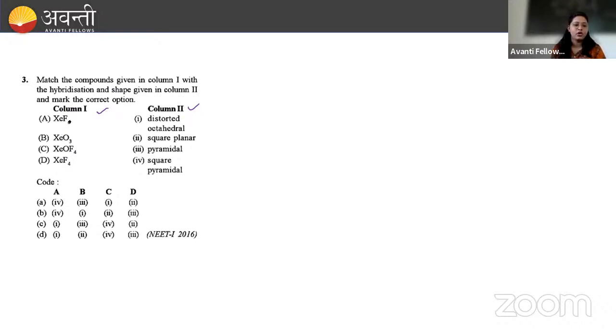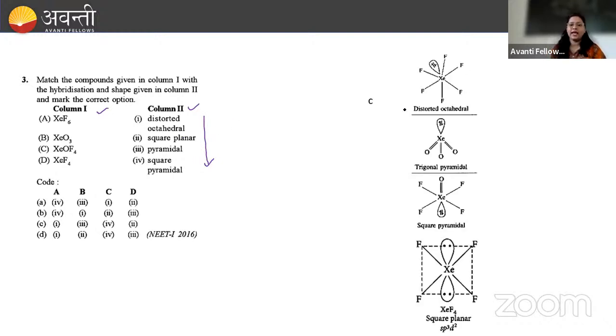Match the compounds given in column 1 with column 2. First molecule XeF6, XeO3, XeOF4, XeF4. We need to match the structures with the molecules. Let's see XeF6. Due to the presence of one lone pair of electrons on the xenon atom, even though 6 atoms are there, which should give an octahedral structure, it shows a distorted octahedral structure due to the lone pair of electrons on it.